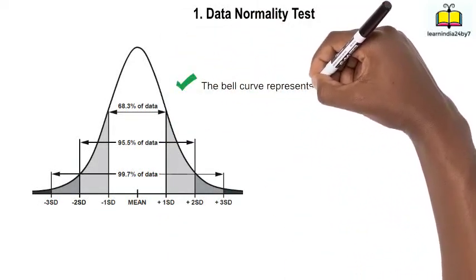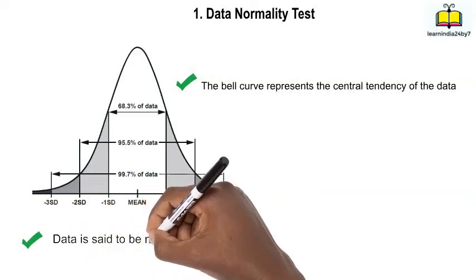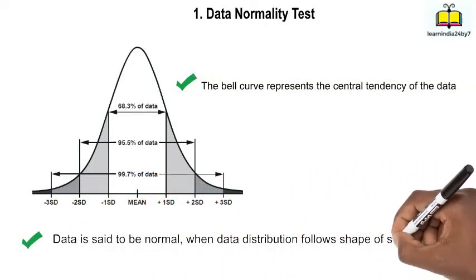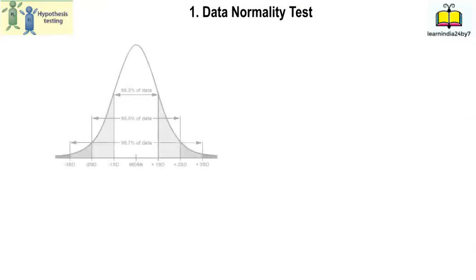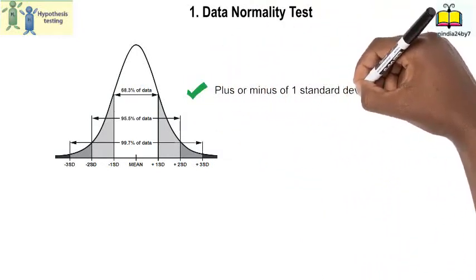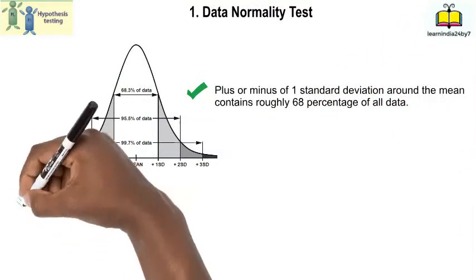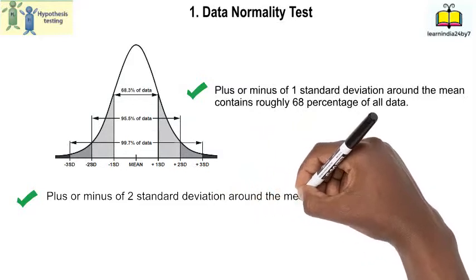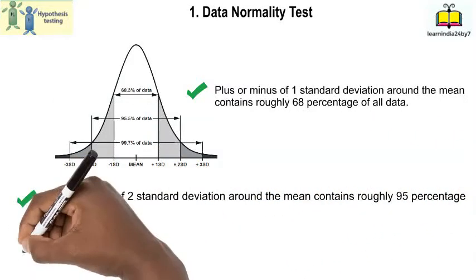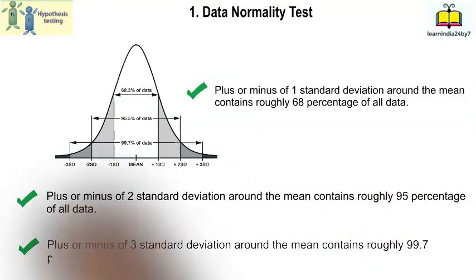The normal curve or bell curve represents the central tendency of the data. Data is said to be normal when data distribution follows shape of standard bell curve. The normal distribution follows three rules: plus or minus one standard deviation around mean contains roughly 68% of data. Plus or minus 2 standard deviation around the mean contains roughly 95% of the data. And plus or minus 3 standard deviation from the mean contains roughly 99.7% of the data.